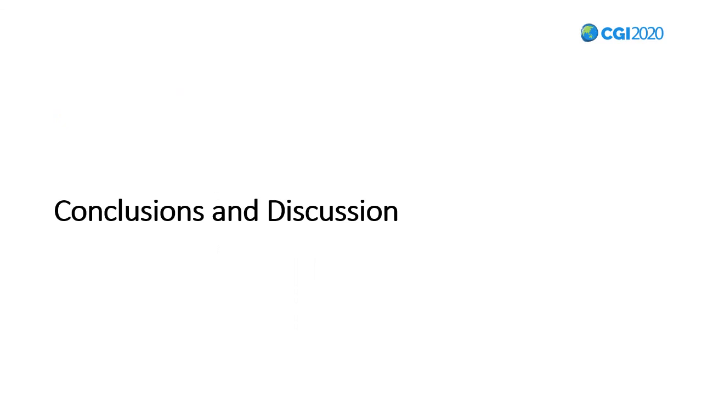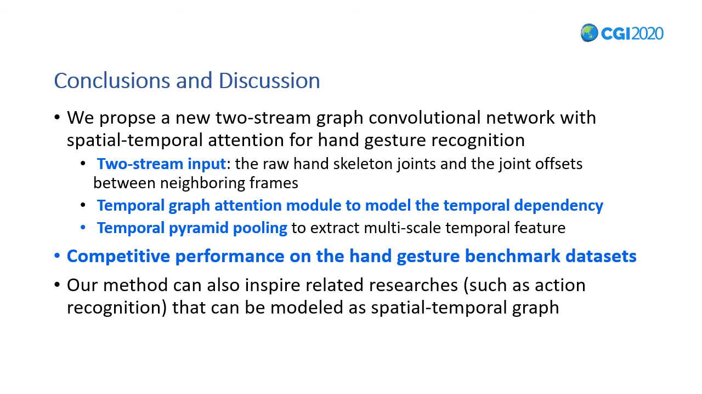Here are conclusions and discussion. In this work, we propose a new neural network architecture for hand gesture recognition, a two-stream graph convolutional network with spatial-temporal attention. We adopt a two-stream architecture to model the pose feature and motion feature of hand gesture. For each stream, we encoded the input as a graph, designed a new temporal graph attention module, and also used a spatial graph attention module to construct a dynamic skeleton graph. In order to extract multiple scale temporal features, we used a temporal pyramid pooling layer.